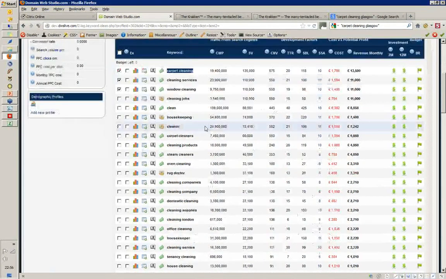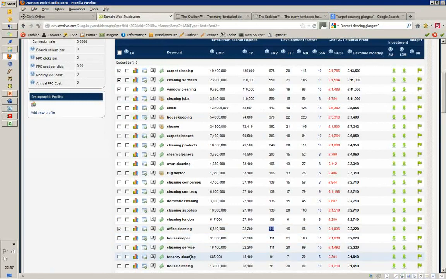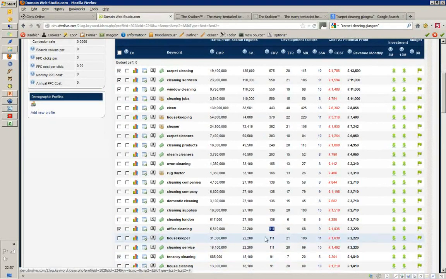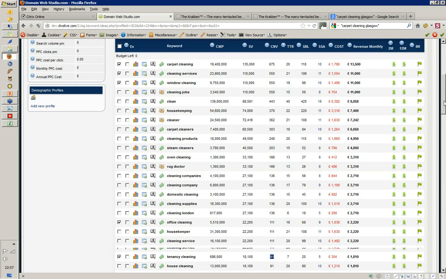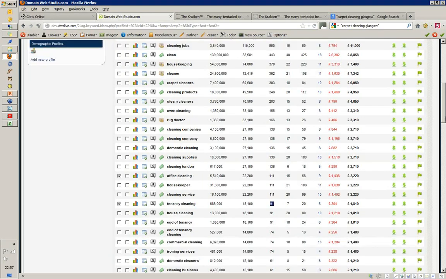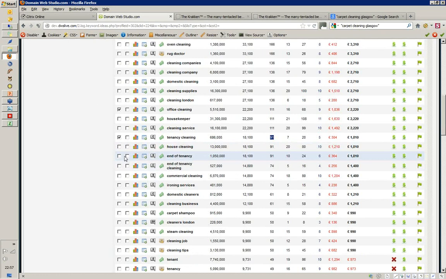Domestic cleaning, cleaning supplies, office cleaning. 100 conversions a month. Tenancy cleaning. There we go. 91 leads a month for tenancy cleaning. Wow, check those two. Sorry, 18,000 searches a month just on end tenancy and tenancy cleaning. So I'll take that there. I'll take that one off for now.